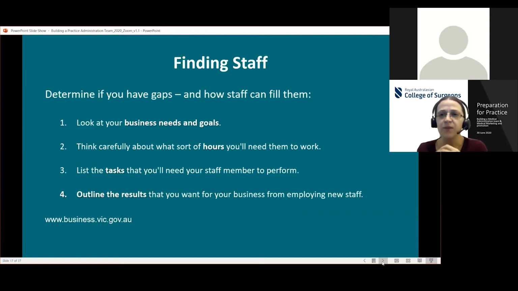So have a bit of understanding of specifically the tasks you want them to do, and what results you want from employing those staff for your business. And that's going to help you to determine the personal skills and attributes that are going to be really valuable for you.